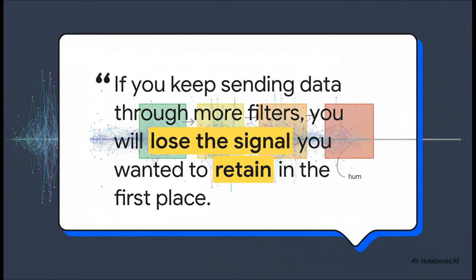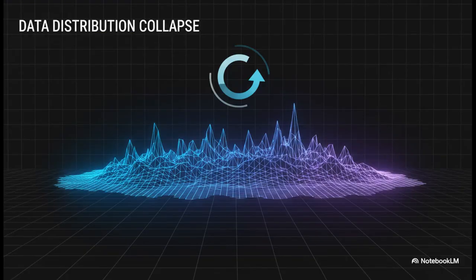You've completely lost the original signal. That, in a nutshell, is the intuitive idea behind model collapse. And this isn't just a metaphor. Thanks to some fantastic research from Ali Borgi, we can actually watch this happen.